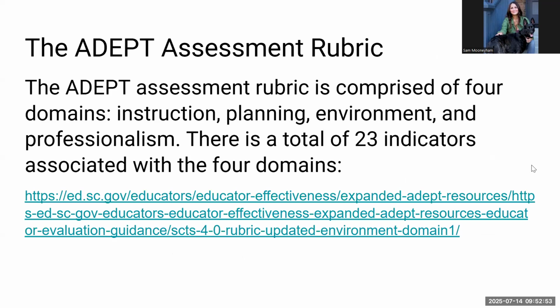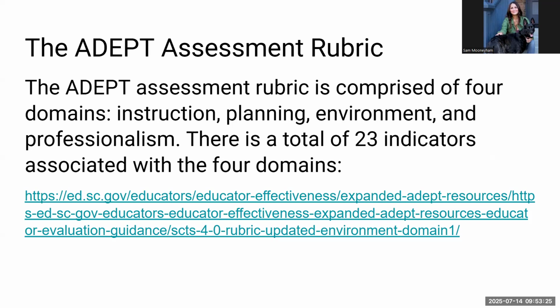So the Adept assessment rubric is comprised of four domains. There's instruction, planning, environment, and professionalism. And within those four domains, there's a total of 23 indicators. And I want to also show you what that looks like because if you've never seen the rubric, hopefully that's not the case. But even if you have never seen it, that's still okay. You're fine. You're still way ahead of the game.